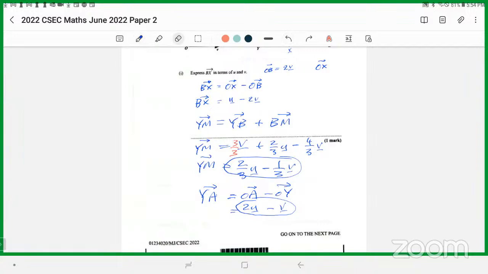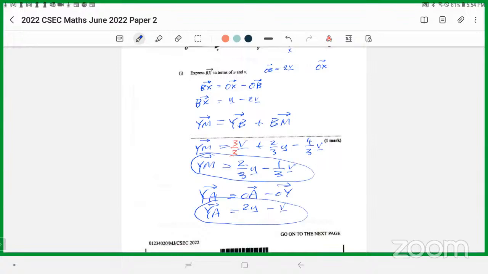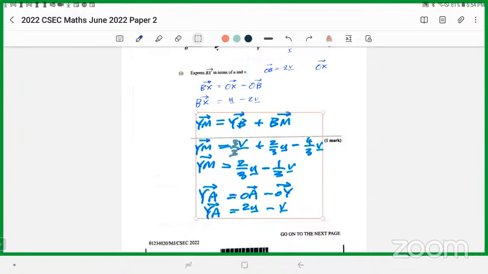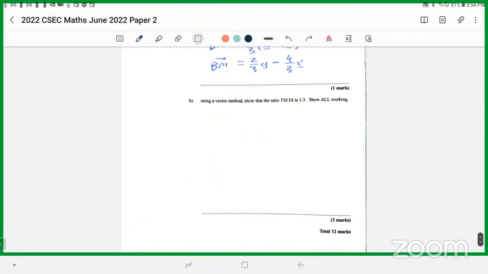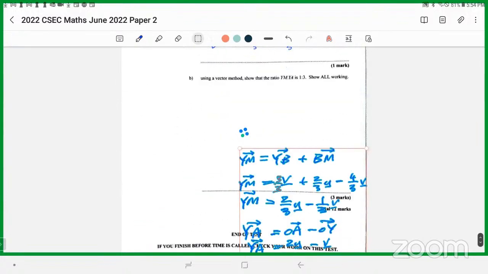Keep it consistent. So now I'm really comparing these two vectors to show that one of them is 1/3 of the next one. They have a ratio of 1 to 3. This is YA. So I'm now comparing this vector and this vector. I can see it's 3 times already. Let's copy all of this down onto the next page, because we just put it in where the diagram is so we can see. I'm going to paste it here, on this side.